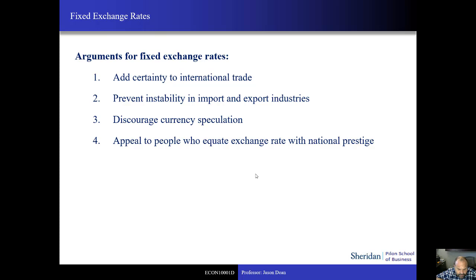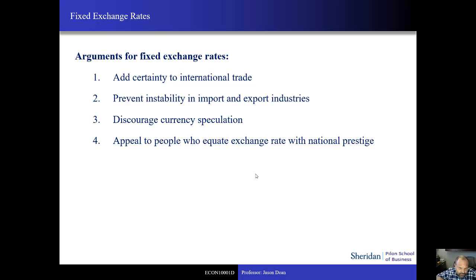Think of an exporter selling a big ticket item, maybe an airplane or something like that. Well, they agree on a price now, but the airplane may not be finished, may not be built for another few years. So the exchange rate could move in different directions over that period of time and result in significant differences in what the profit would be from the sale.